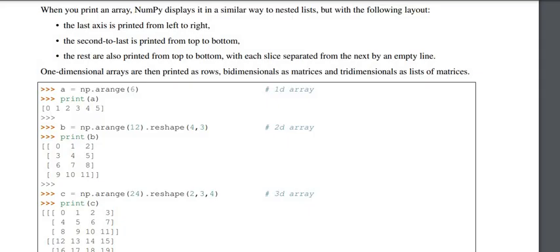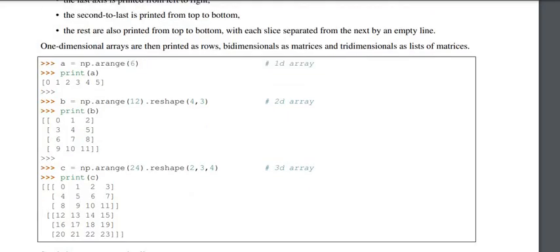When you want to print an array, look at the example, a is equal to np.arange(6), print a. As we know, 6 means 0 to 5. b is equal to np.arange(12).reshape(4, 3). So that means 0 to 11. 4 comma 3 means 4 rows and 3 columns. That is a two-dimensional array. Reshape 2 comma 3 comma 4 is a three-dimensional array, 0 to 23.